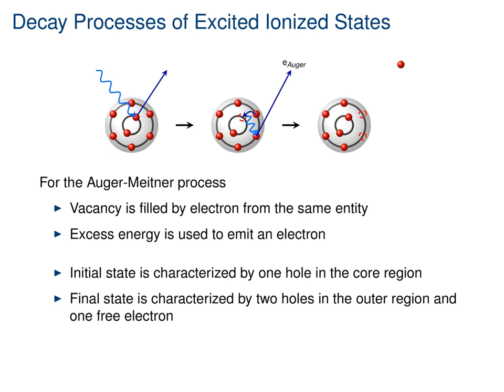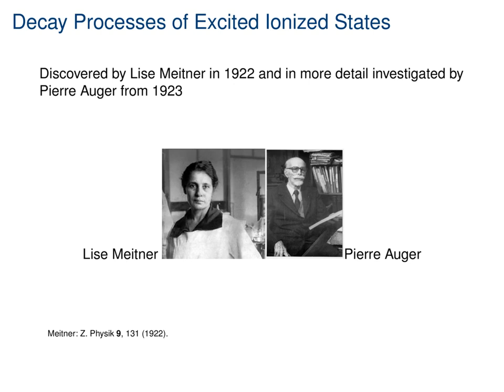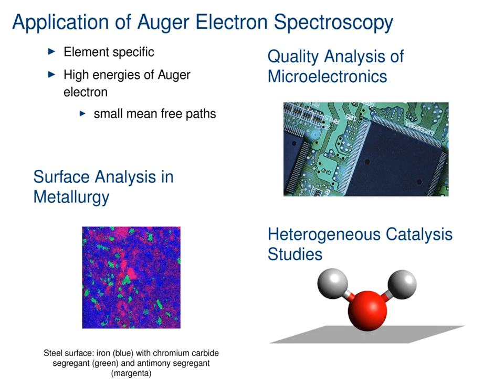Here, the vacancy is filled with an electron from an outer shell, and then the excess energy is used to emit another electron, so that we end up with a doubly ionized final state. This process was initially discovered by Auger-Meitner in 1922, and was then investigated in more detail by Pierre Auger from 1923 on. Today, this process is, for example, used in Auger electron spectroscopy.